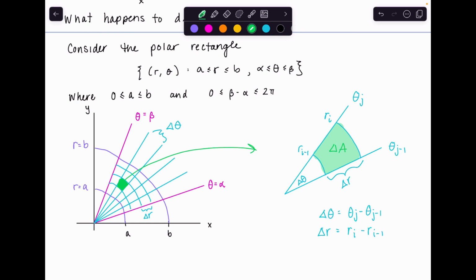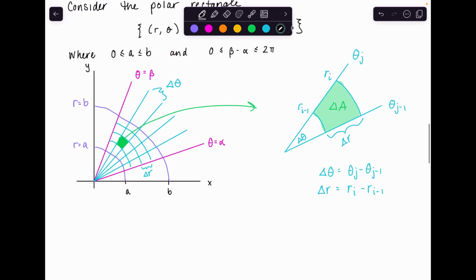Okay. So if you remember the formula for an area of a sector, fantastic. If not, I'm going to refresh you on it because I doubt you do. So recall the area of a sector is A. It's 1/2 times the radius squared times the angle.